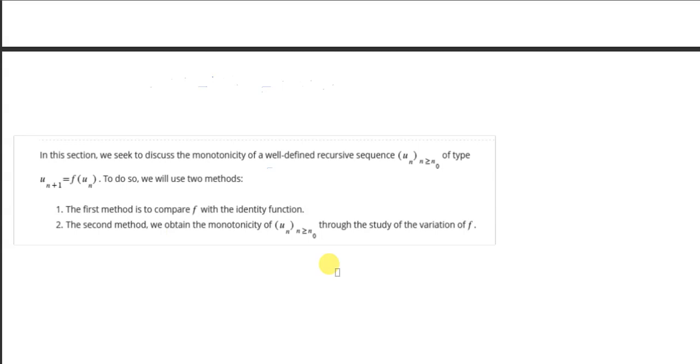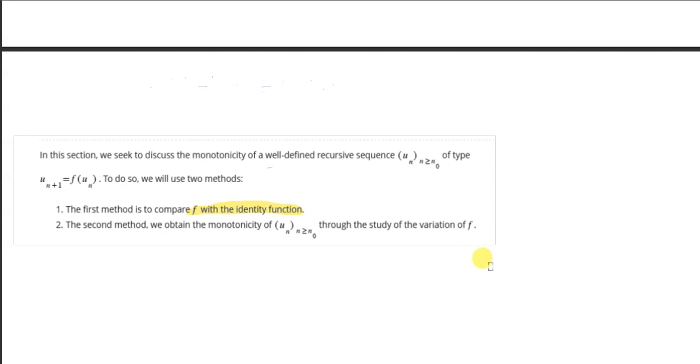Also, it depends on the variation of the function f, because if f is decreasing or increasing, it can have an influence on the monotonicity of the sequence un. So we have two major methods that we can use in this task to find the monotonicity of the sequence. The first is to compare f with the identity function. It helps to find the result directly.